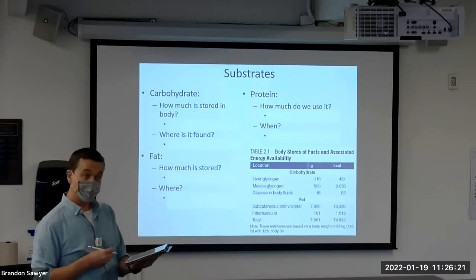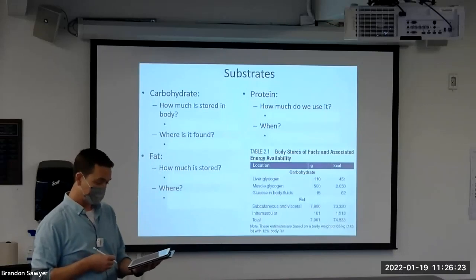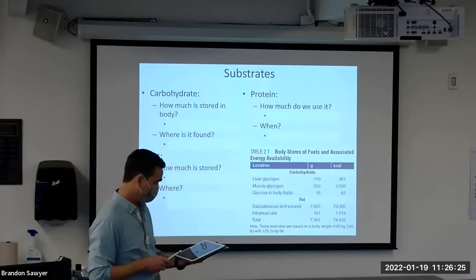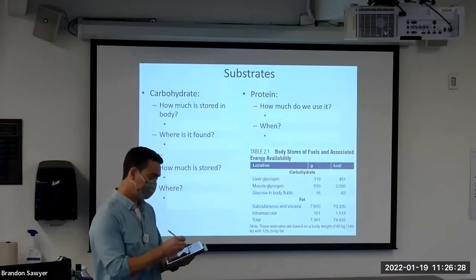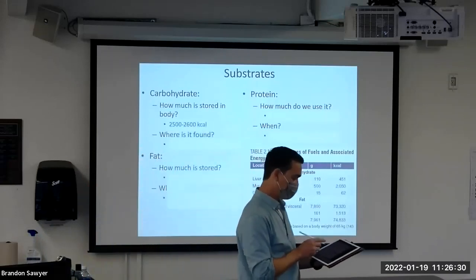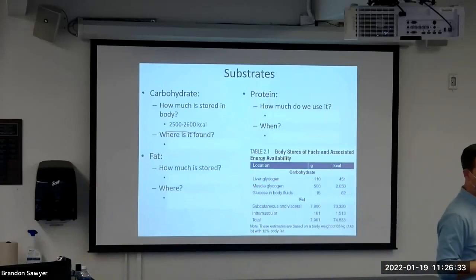Okay, so let's talk about the 3 main sources of where we get our ATP. Carbohydrates. How much do we store in the body? Not a whole lot, right? Maybe somewhere around 2,500 calories worth of carbohydrates, which is something. Where's the primary place we find it? Muscle glycogen. Okay, absolutely. That's number 1. And you can see that here. We have about 2,000 of those 2,500 calories in our muscle.